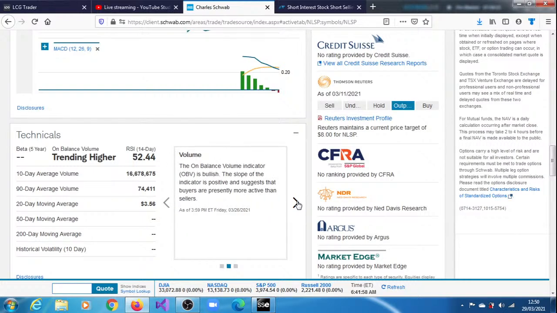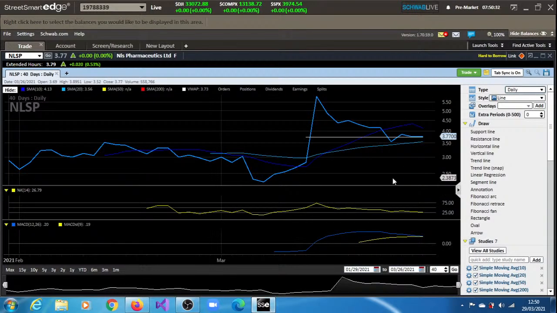It says the unbalanced volume indicator is bullish. You see, it's still bullish. The slope of the indicator is positive and suggests that buyers are presently more active than sellers. But the buyers are not as powerful as the sellers. If not, they would have taken the stock at least above the 10-day trend line. A lot of selling did occur, hence the low momentum we're seeing there.